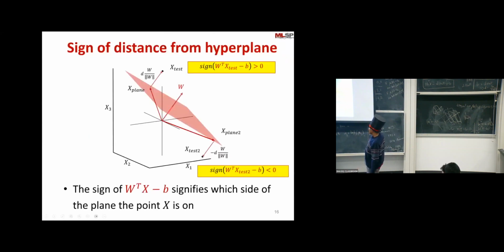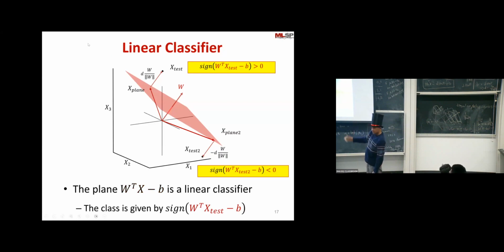Now that I have established this, I can use the equation for the plane and create a classifier. We know the equation for the hyperplane, W transpose X minus b equals 0, right? If I take any data instance and drop it into the equation for the plane, if it's in the same direction as W, the result is going to be positive. If it's in the other direction, the result is going to be negative. I can just look at the sign and decide if it's a positive class instance or a negative class instance. Very easy. So this is a linear classifier, and the class is given by the sign.